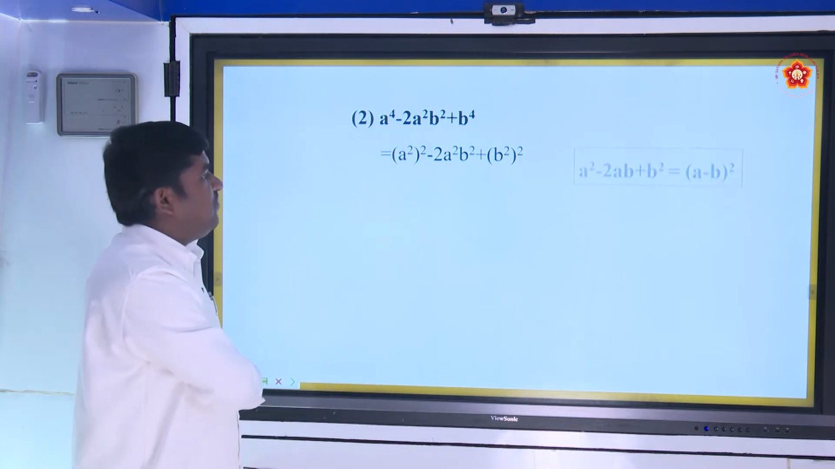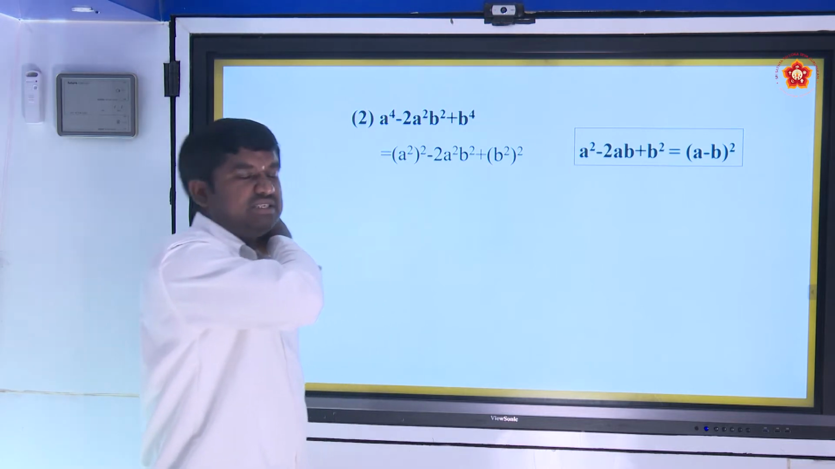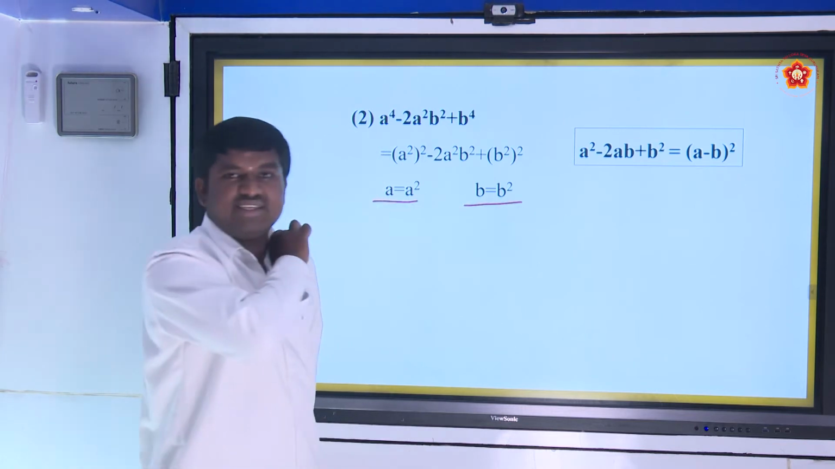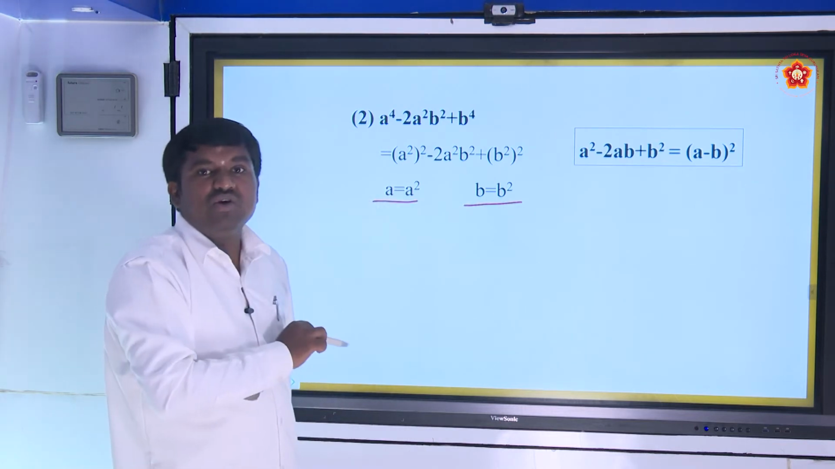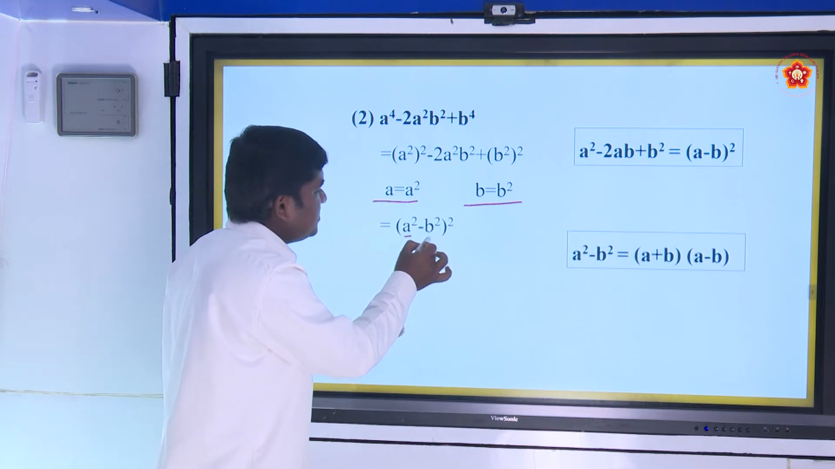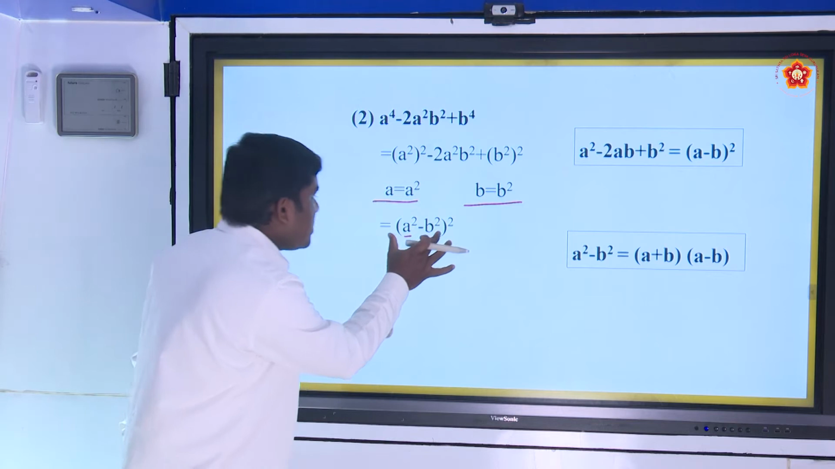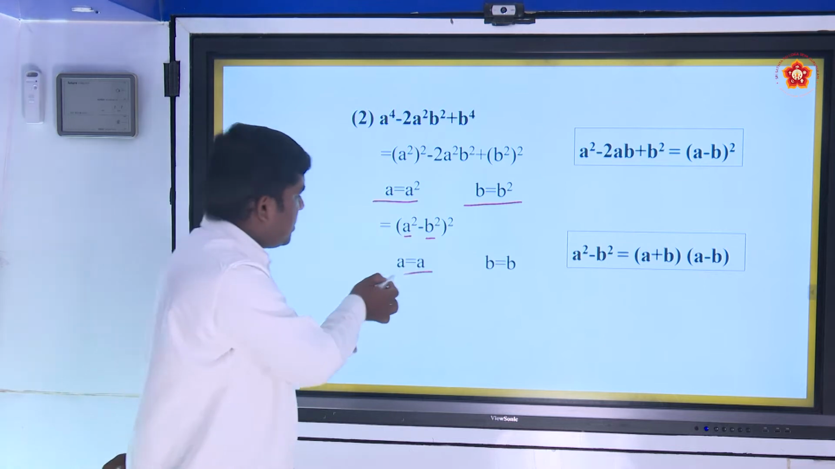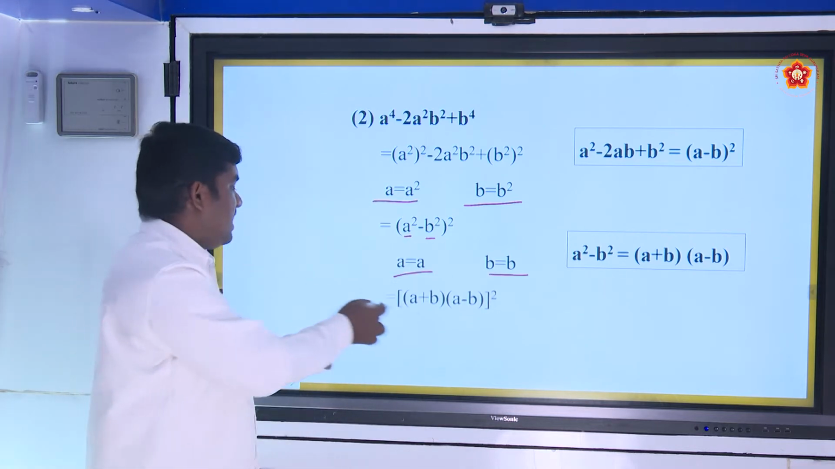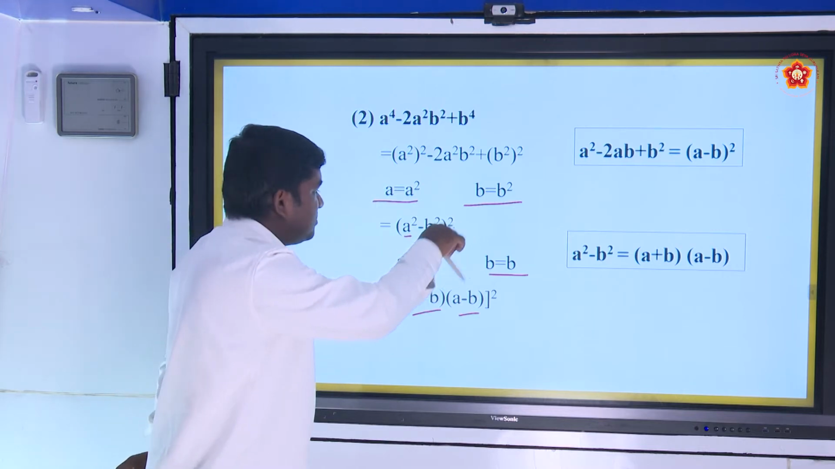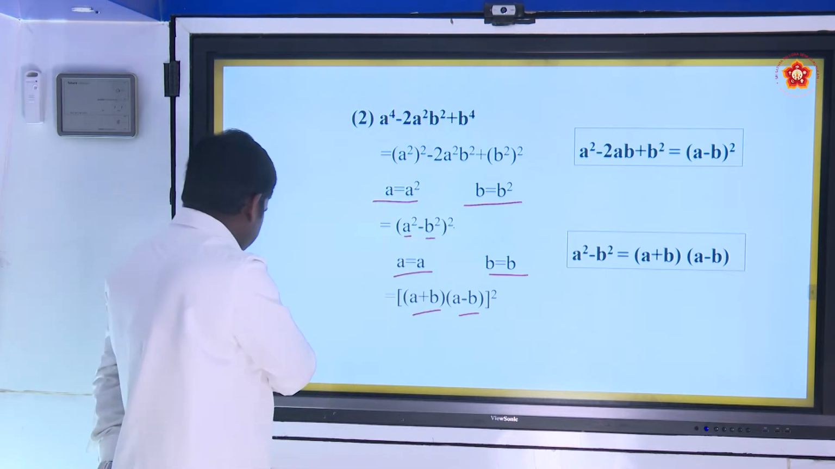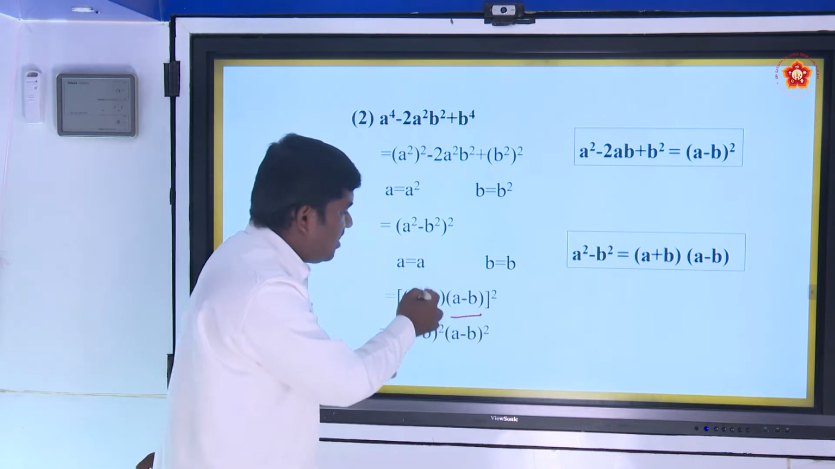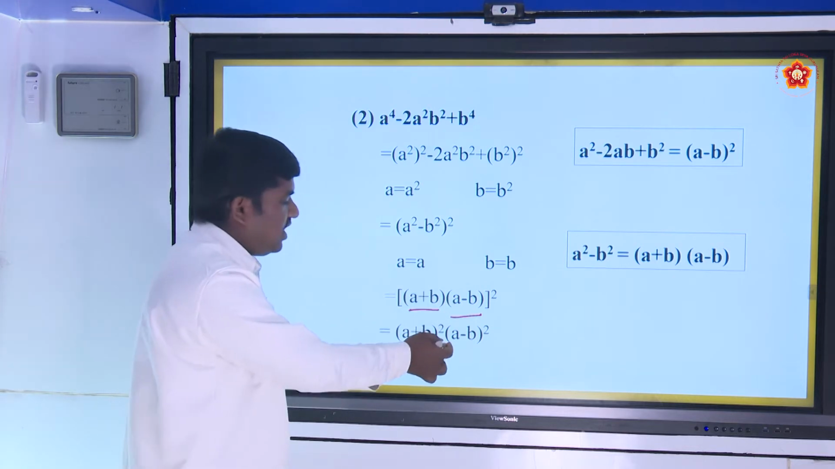Look here, this formula is applicable for this. In the place of a, a square is there, in the place of b, b square is there. So apply that, (a minus b) whole square. So (a square minus b square) whole square. Now look inside the bracket, this is the formula of a square minus b square. You know, a is a, b is b. Then (a plus b) into (a minus b) whole square as it is.